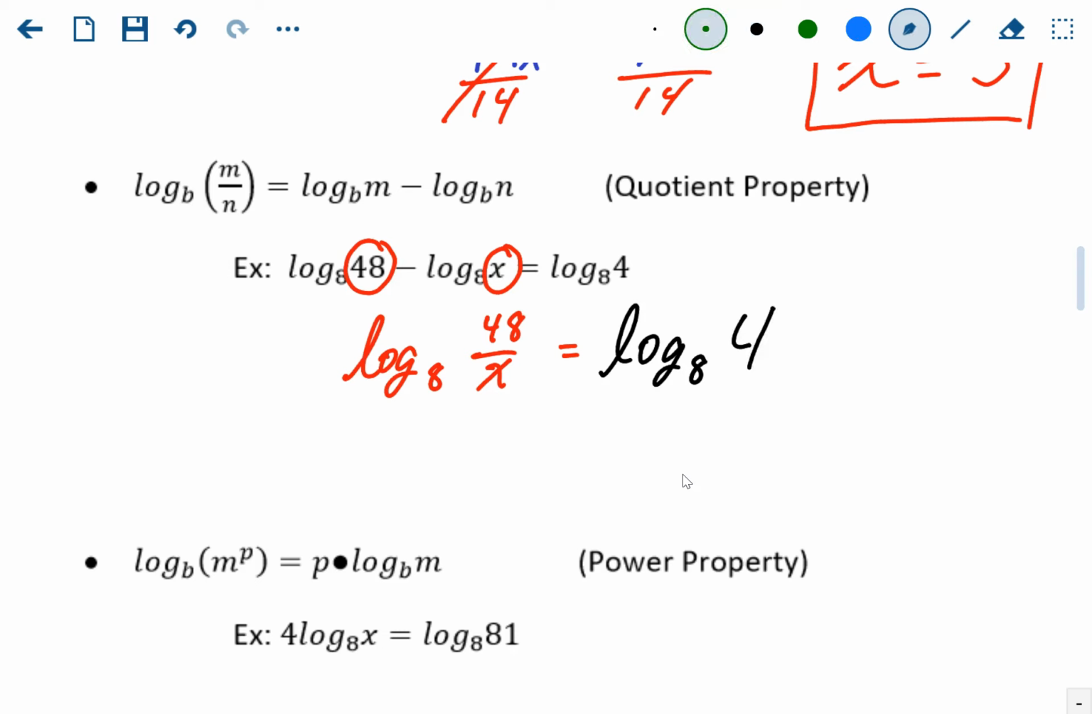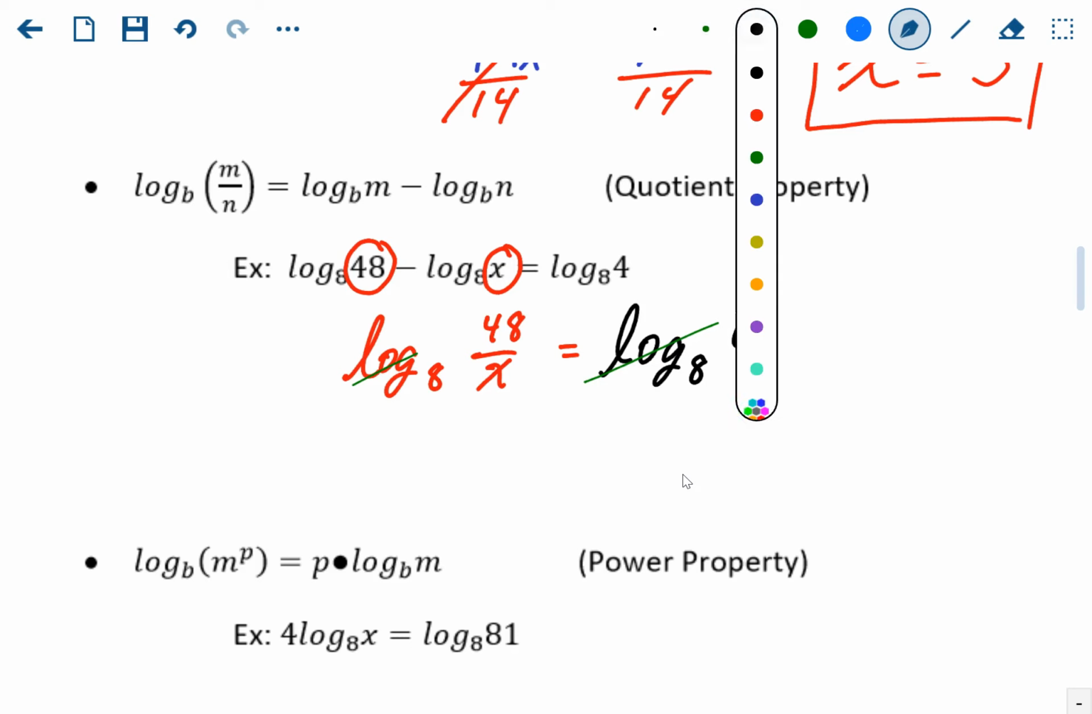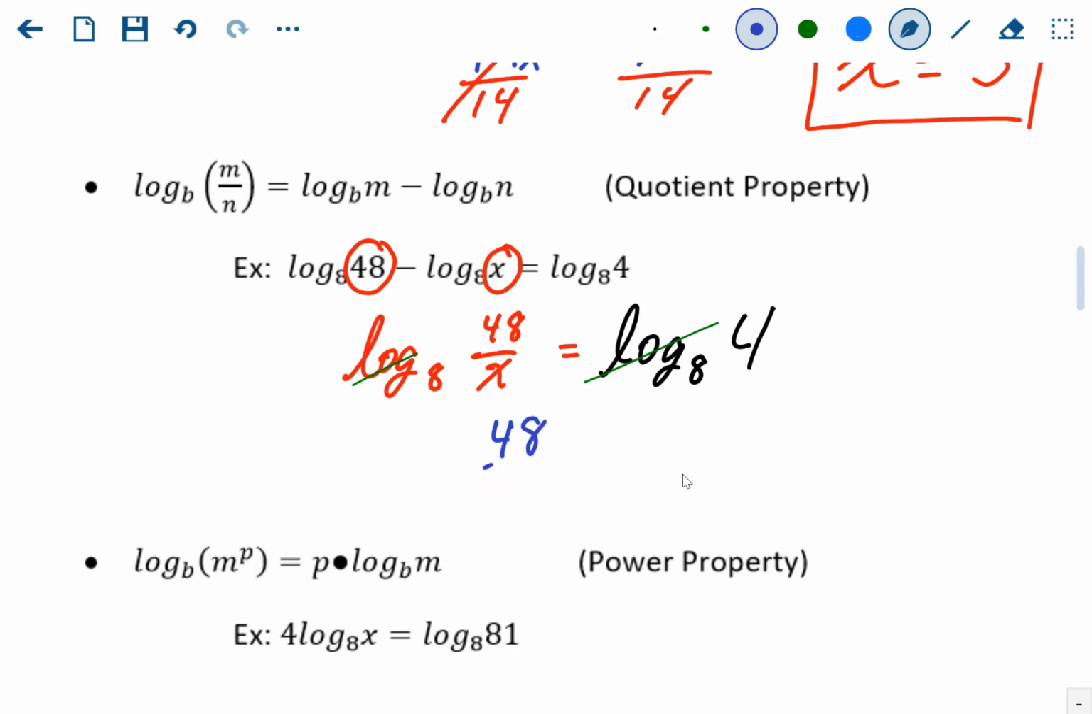Again, once these logs are the same and there's only one on the left and one on the right, we're going to ignore them. And then we're just left with the equation 48 over x equals 4. Now remember, if you have a variable in the denominator, you could just switch their positions.